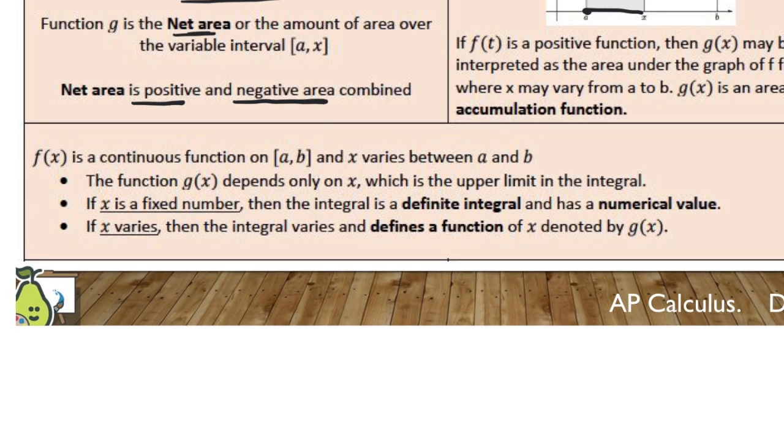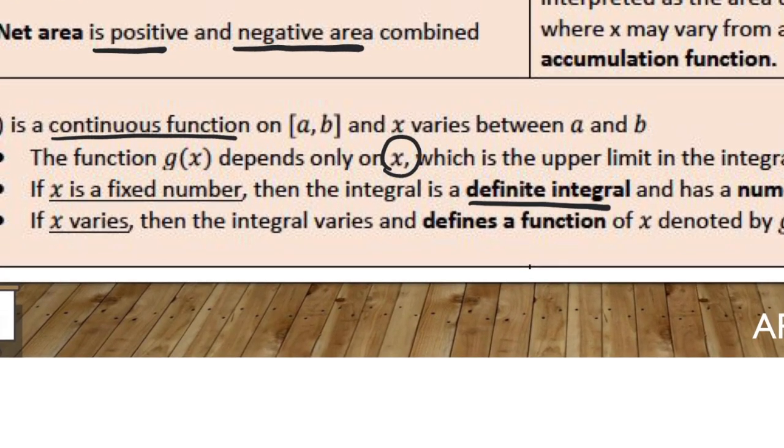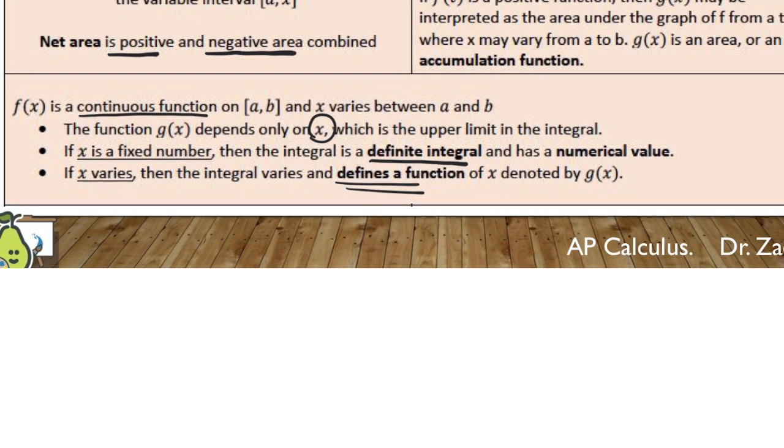Now we must also keep in mind that f of x is a continuous function. G of x depends only on x, which is the upper limit of your integral. If x is a fixed number, then you have a definite integral, and it has a numerical value. If your x is varying, then you have a function, and it can be denoted by g of x.